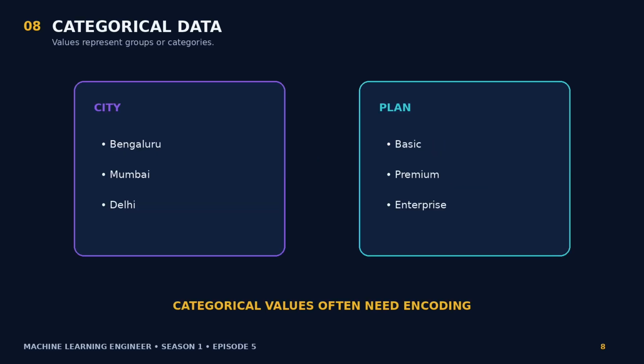Categorical data represents groups or categories. For example, city could be Bangalore, Mumbai, or Delhi. Subscription plan could be basic, premium, or enterprise. Machine learning algorithms generally cannot directly work with these text labels as they are. So, we often need to convert categorical information into numerical representations.